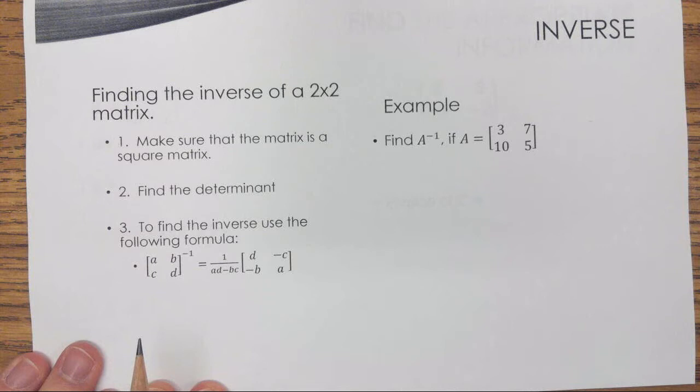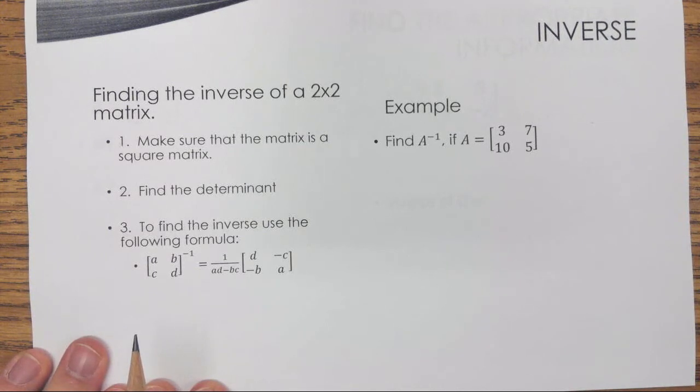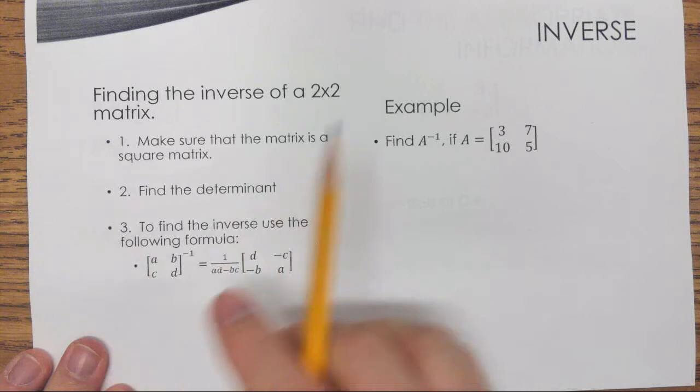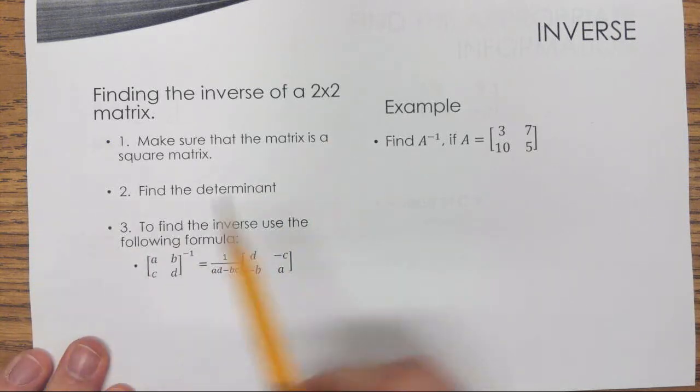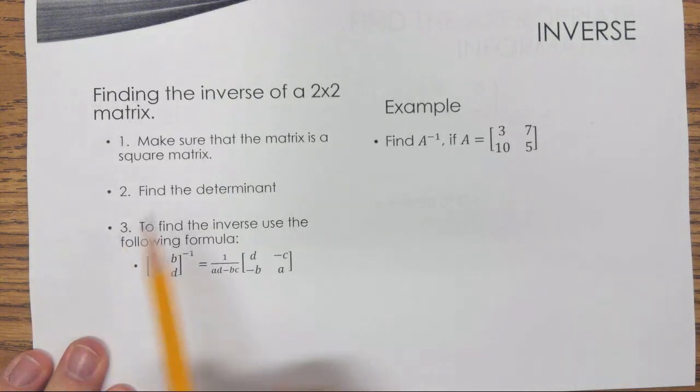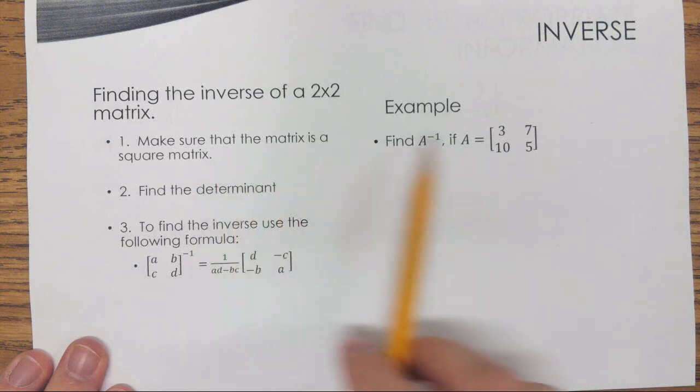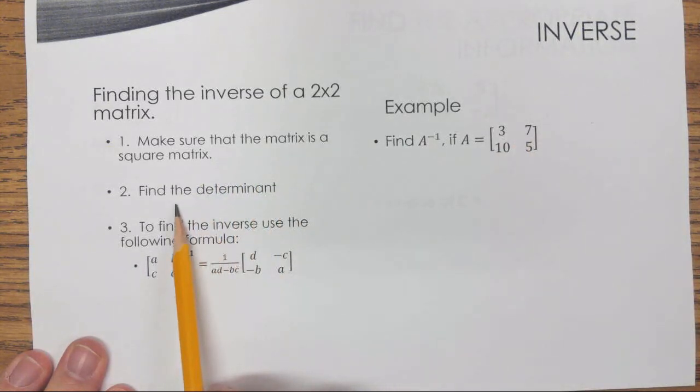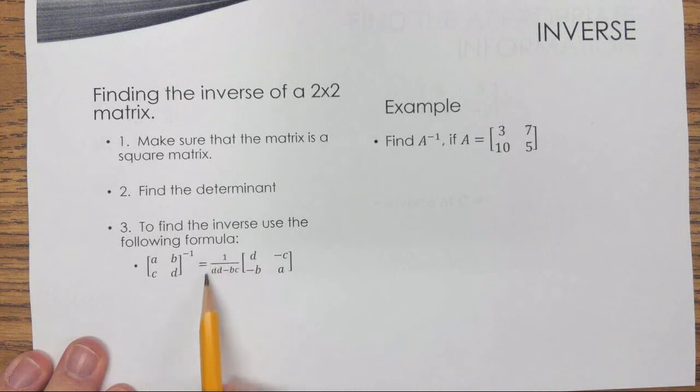So, to find an inverse of a 2 by 2 matrix, make sure that the matrix is a square matrix. We already kind of talked about that. This is true for any matrix, not just a 2 by 2, but we're going to do 2 by 2s by hand just because we can do them by hand pretty easily. After you make sure that it's a square matrix, so this one is 2 by 2, then we find the determinant. After we find the determinant, we're going to use this formula right here to find the inverse of the matrix.